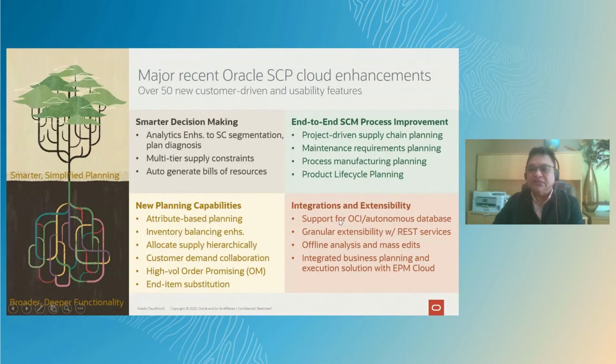Technological improvements: more REST services, offline analysis, better solutions, and support for our next generation OCI Autonomous Database, which opens a lot of new possibilities for us going forward for supply chain planning.